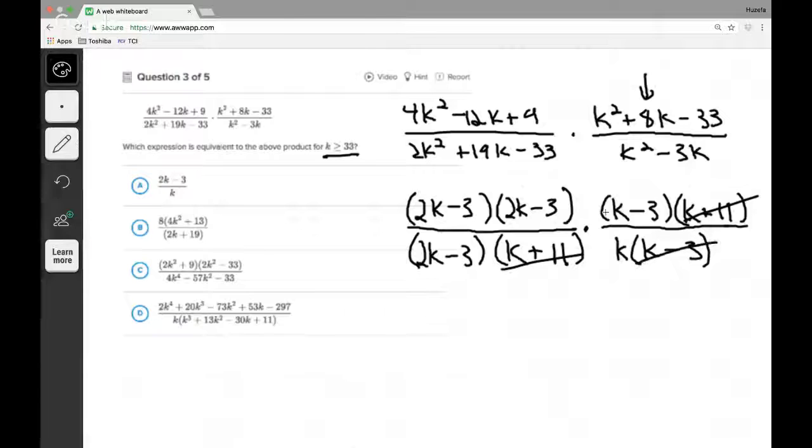K minus 3, gone. 2k minus 3, gone. We're left with such a simple thing. All we got left is 2k minus 3 over k. These are fun when everything lines up like that and you can just go boom, boom, boom, boom, boom, and knock out a bunch of stuff.